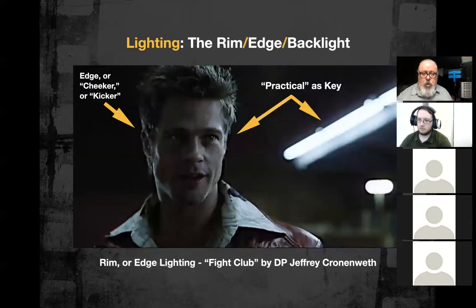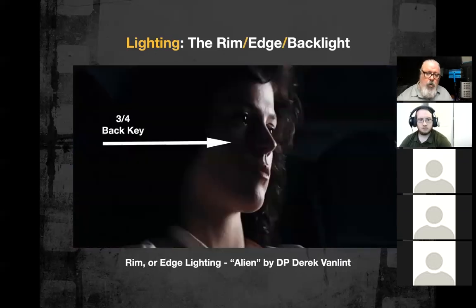If Brad looks away to his right, he's going to turn into his edge light, and his edge light will become his key light. Okay. In this case, if Sigourney Weaver turns away from her key light, her whole face is going to drop into a deep dark shadow, which would be a bad thing.